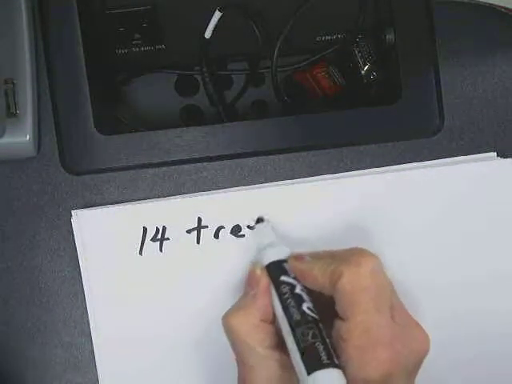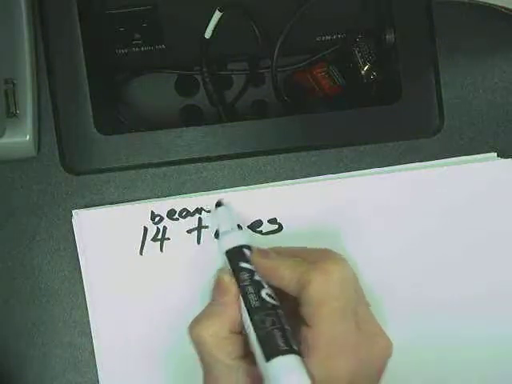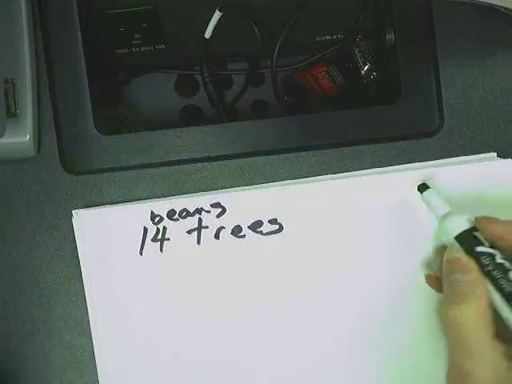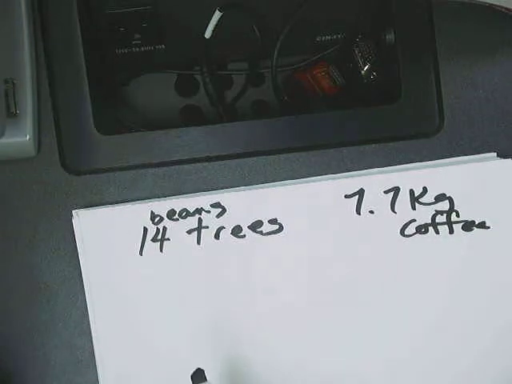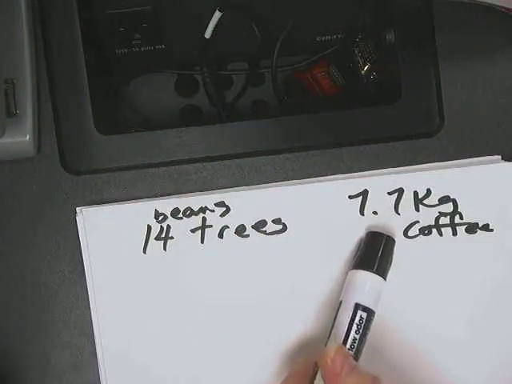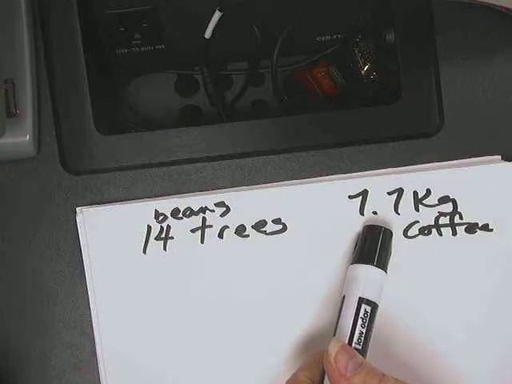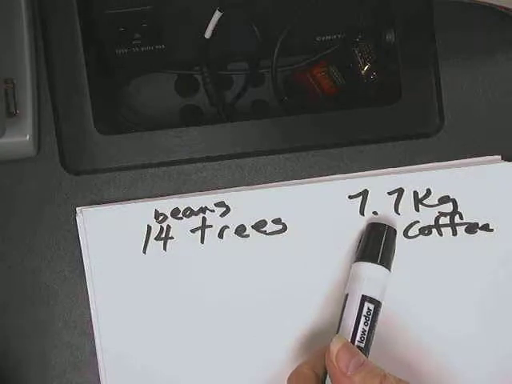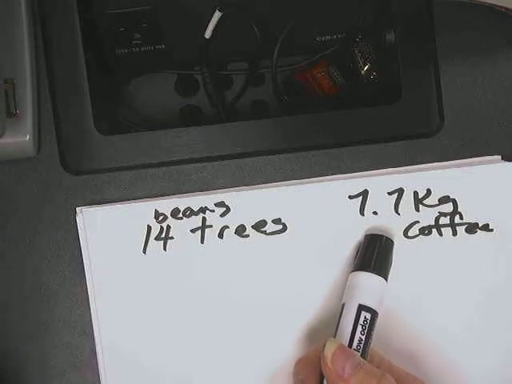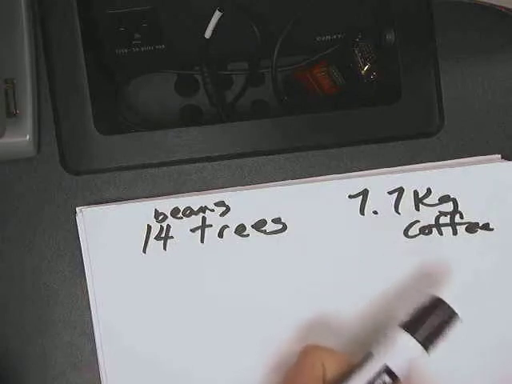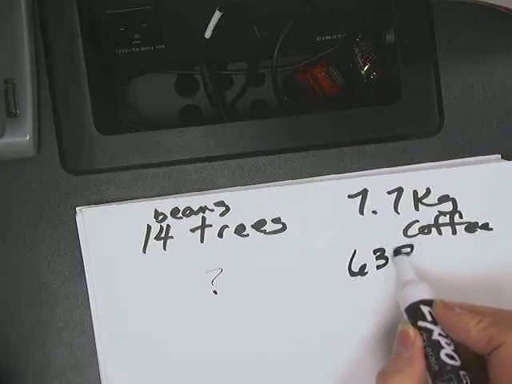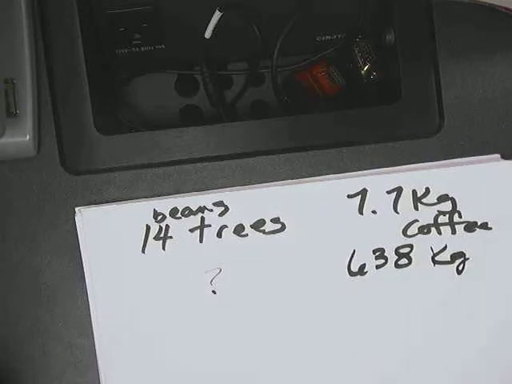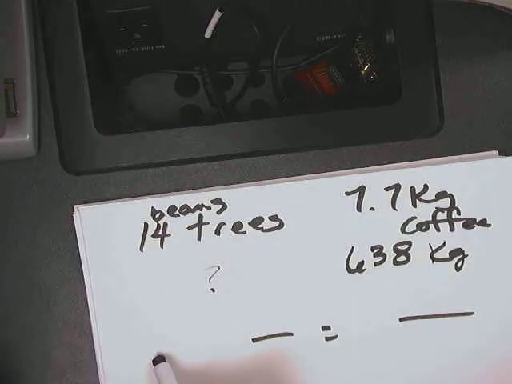Coffee beans. Coffee beans from 14 trees. So the beans from this many trees makes 7.7 kilograms of coffee. Okay, this is the average amount that each person drinks in a year. Some people don't drink much, and I make up for it. I drink a lot. Some drink none. Okay, so the beans from how many trees are required to produce 638 kilograms of coffee?